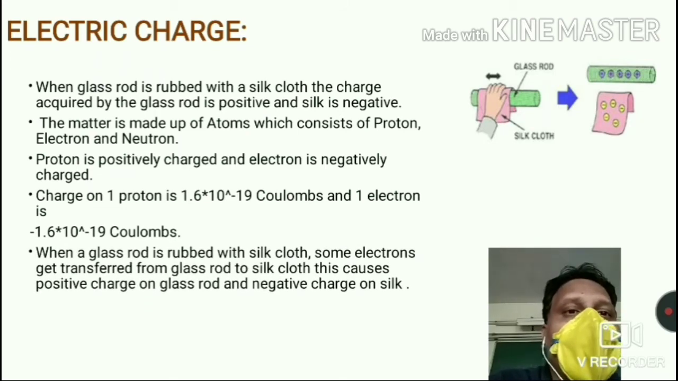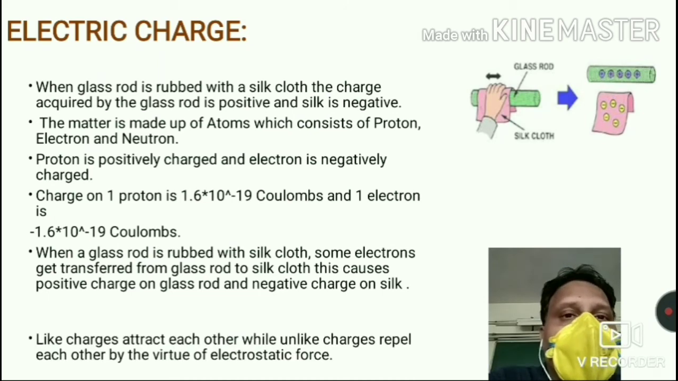So when a glass rod is rubbed with a silk cloth, some electrons, that is minus charge, are transferred from the glass rod to the silk cloth. This causes positive charge on the glass rod and negative charge on the silk. In the same way, this is the basic fundamental: if you lose some money, the person who is getting the money acquires a positive charge, he is gaining the money, and we are losing the money and we acquire negative charge.